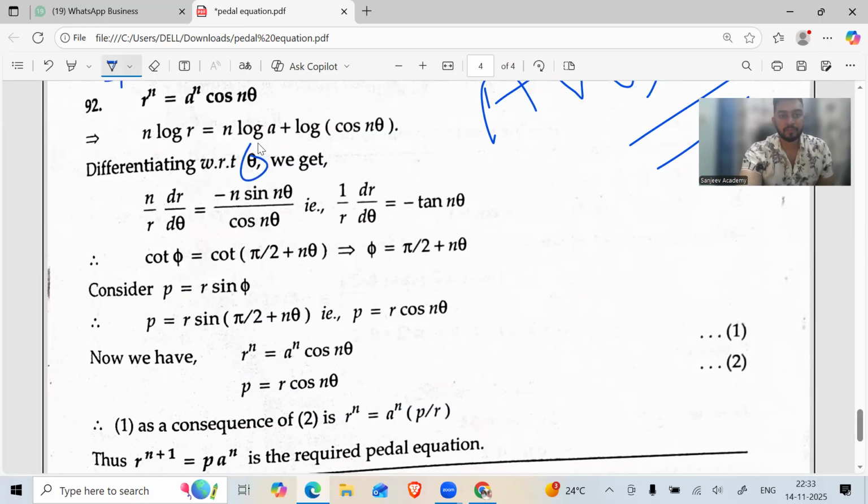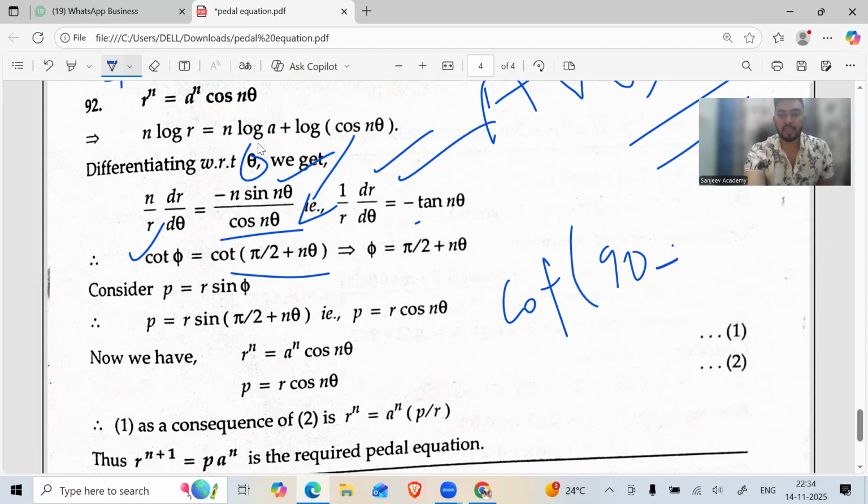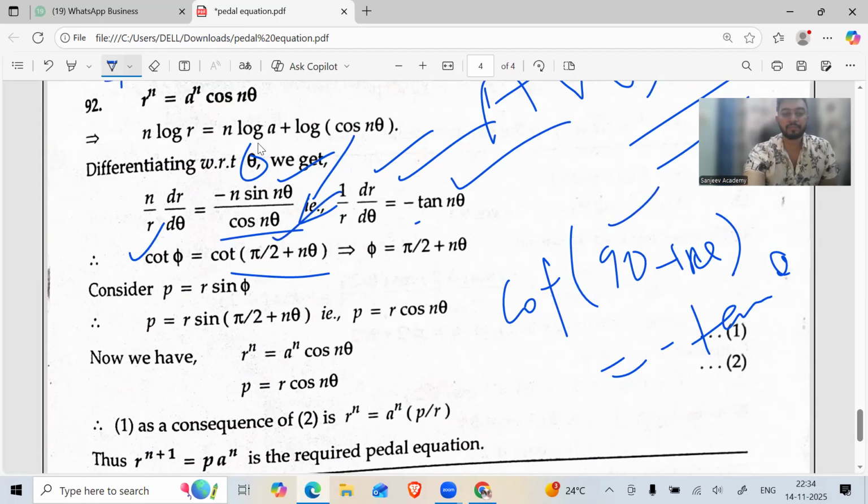This is gone. This is 1 by cos n theta. And what is cos n theta differentiation? Minus n sin n theta. Done. Then 1 by r dr by d theta is cot phi. What is cot of 90 plus n theta? It comes in the second quadrant, so minus tan n theta. If it is n theta, just put plus n theta here. That's what is given. Pi by 2 is 90.